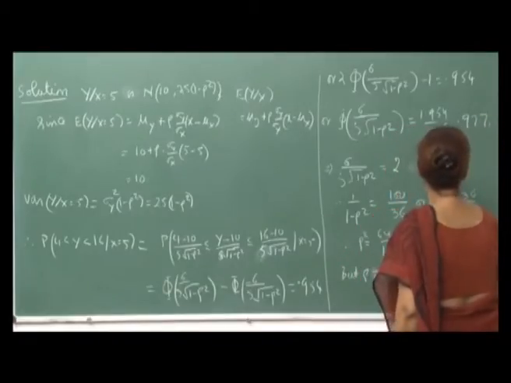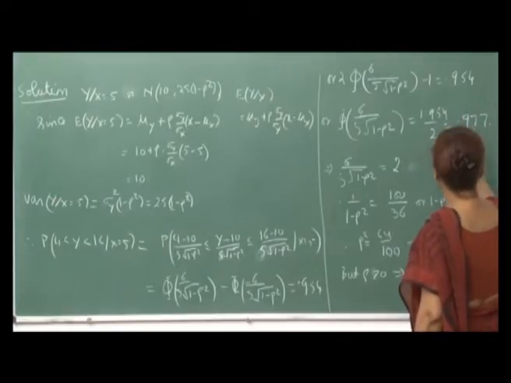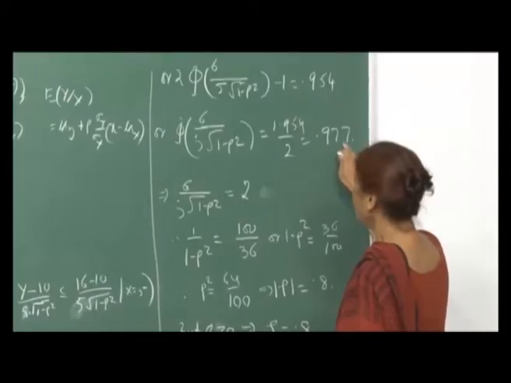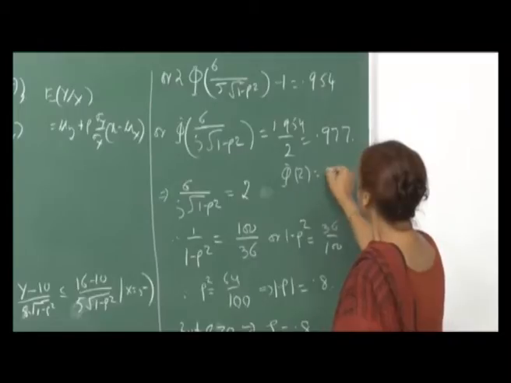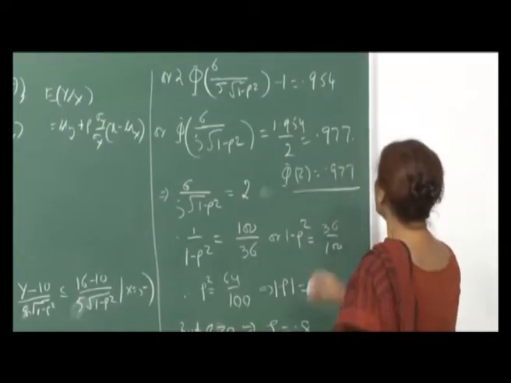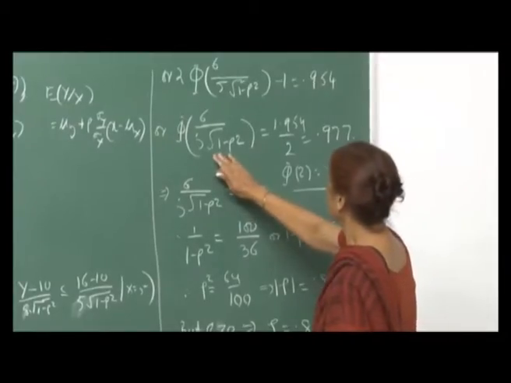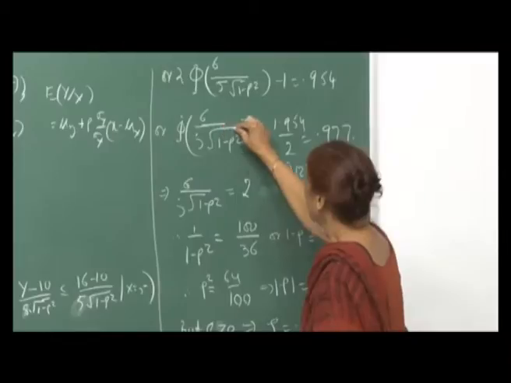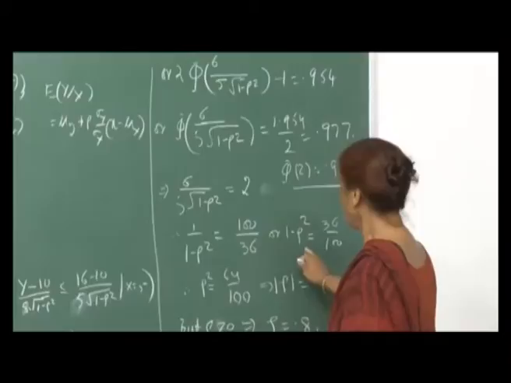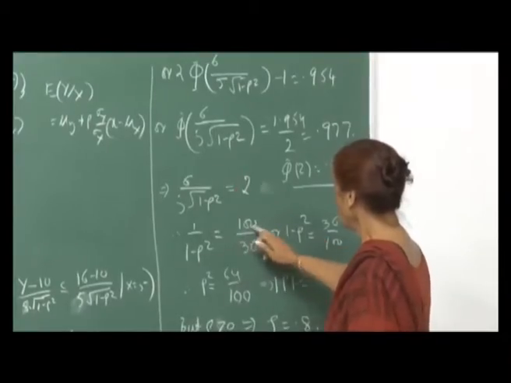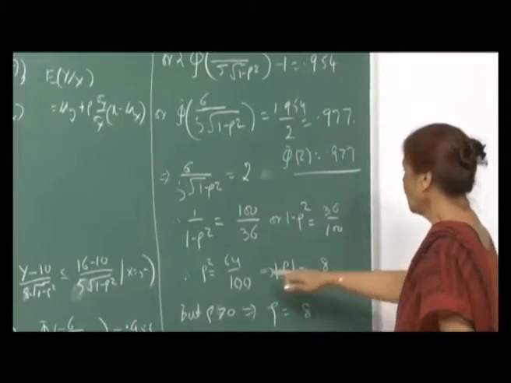So, if you look up the standard normal tables, the value of z which corresponds to 0.977 is 2. Right, that means phi of 2 is 0.977. So, this you can obtain from the tables for the standard normal, and so this means that this number 6 by 5 under root 1 minus rho square should be equal to 2. And so, from here you do simple arithmetic, square everything. So, you get 100 by 36, or 1 minus rho square is 36 upon 100. So, rho square is this.